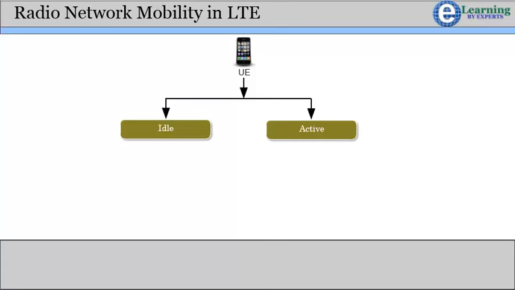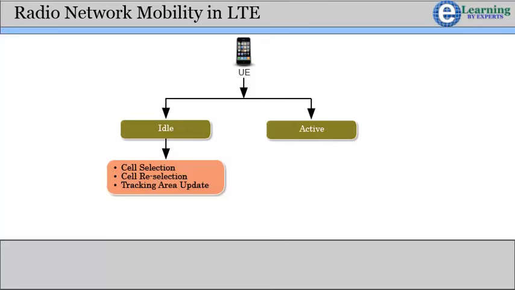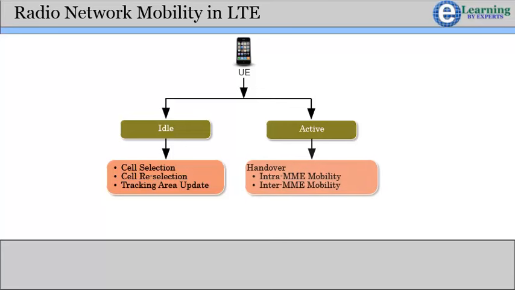When UE is in idle mode, it executes one of the three mobility-related procedures: cell selection, cell reselection and tracking area update. In the active mode, LTE needs to support two possibilities. One is the case where a UE moves from one cell to another cell with no change in MME, that is, intra-MME mobility. The second case is when a UE moves to a cell that requires a change in MME, that is, inter-MME mobility. We will walk through the scenarios for both idle and active modes in this module.